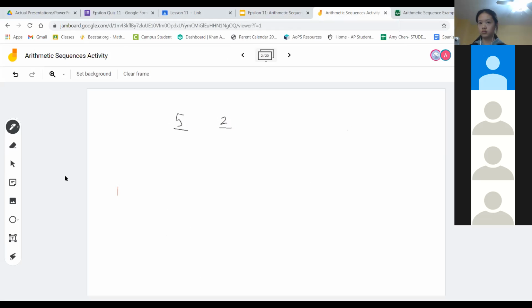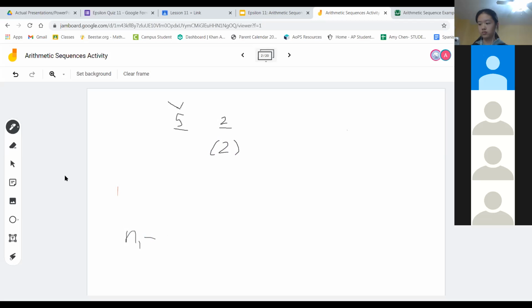We know the first term, that's 5, but we don't know the last term. What we do know is that there's 10 terms in the sequence, right? So the last term has to be the 10th term. In order to find the 10th term, we take the common difference of 2, and we know how many leaps we're taking. Well, we're taking 9 leaps, and we're adding that.